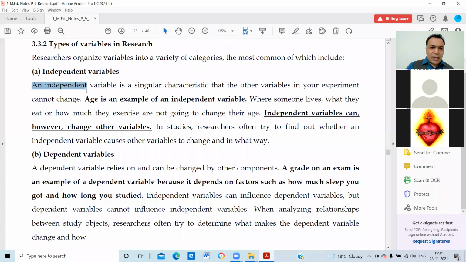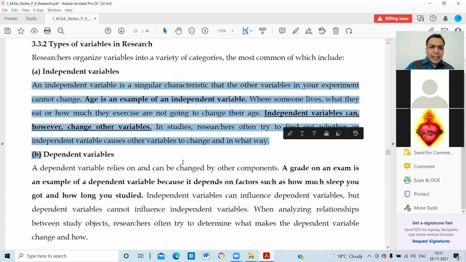An independent variable is a singular characteristic that the other variables in your experiment cannot change, right? So you have to remember, an independent variable cannot be changed. Age is an example of an independent variable. Where someone lives, what they eat, how much they exercise are not going to change their age, right? Independent variables can, however, change other variables.